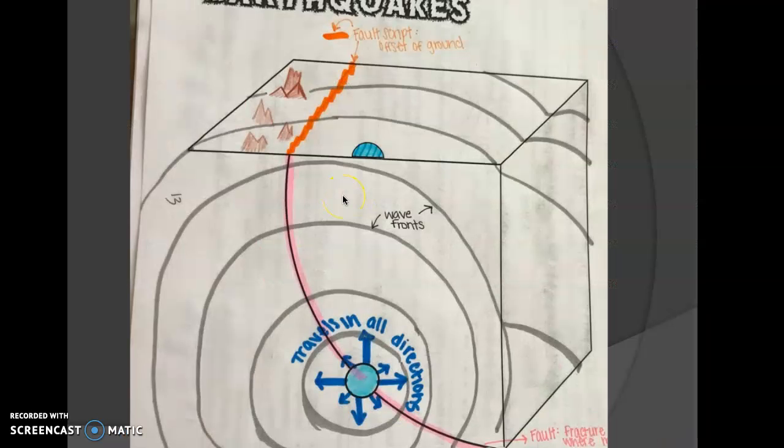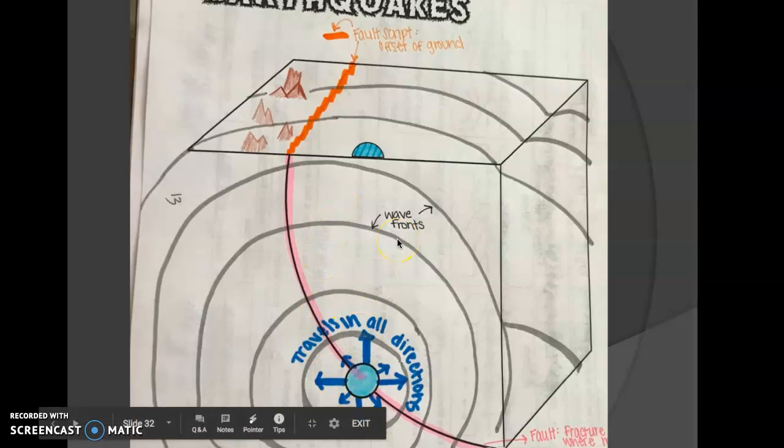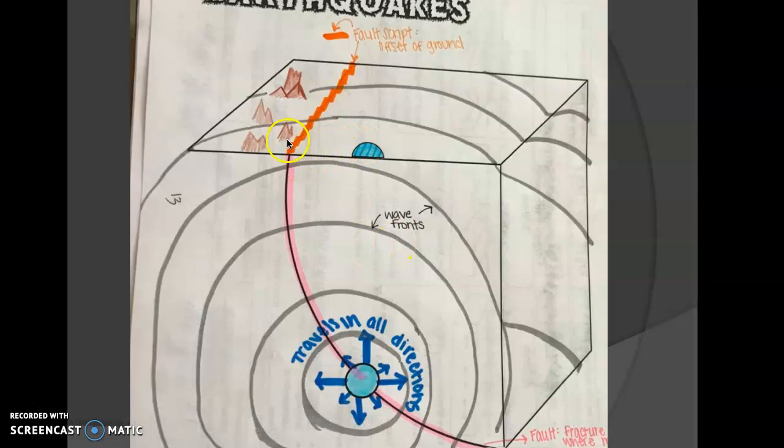And then lastly, we're going to talk about some of the movements, like the rebounds and the waves. So if you look right here, that orange jaggedy line right here is called our fault scarp. This is where the ground is offset.